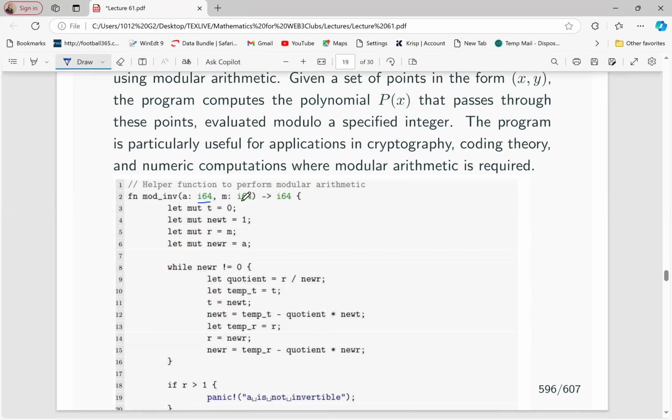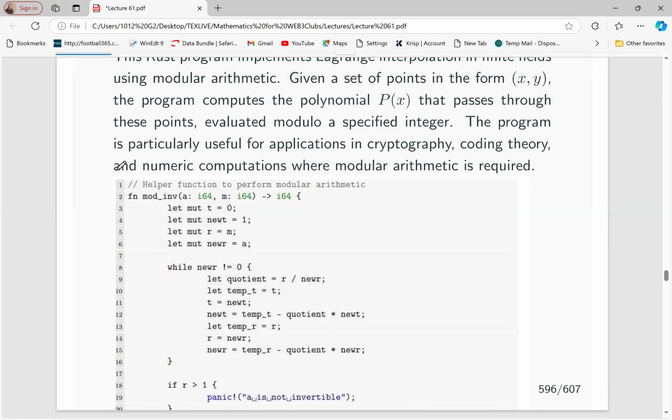I'm doing this with the i64, that is 64 bits. The i, as we've always said, is telling us that you can deal with both negative and positive numbers. So you let t be mutable. Now in my code, r stands for the remainder, t stands for the inverse.